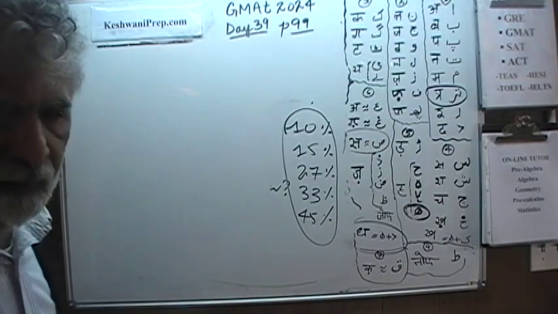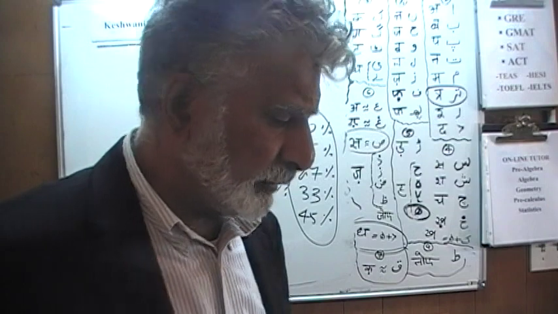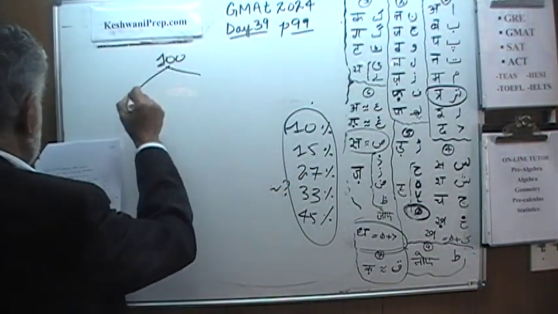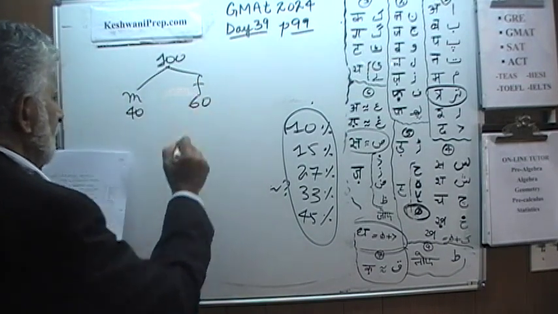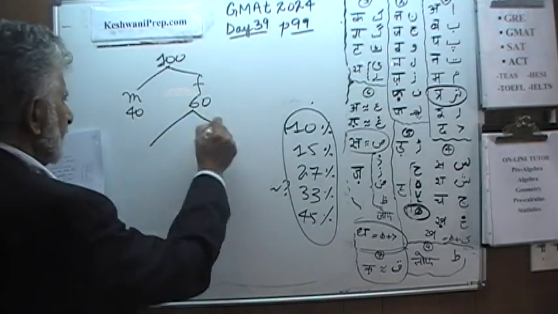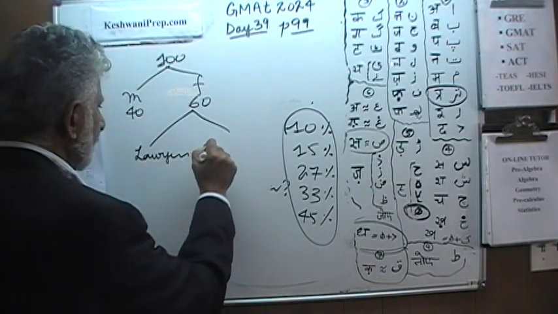So let's make up a number for the number of people in the group, and it always helps to make up some nice number. We're going to make up 100. Let's pretend that we have 100 people in the group. If that's the case, then we know we have 40 male and 60 female. And we are further told about lawyers and non-lawyers.